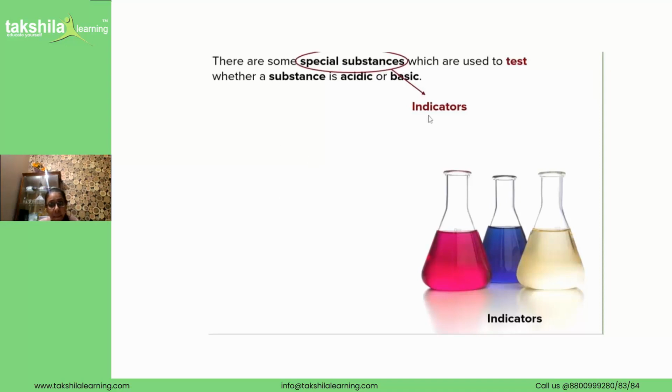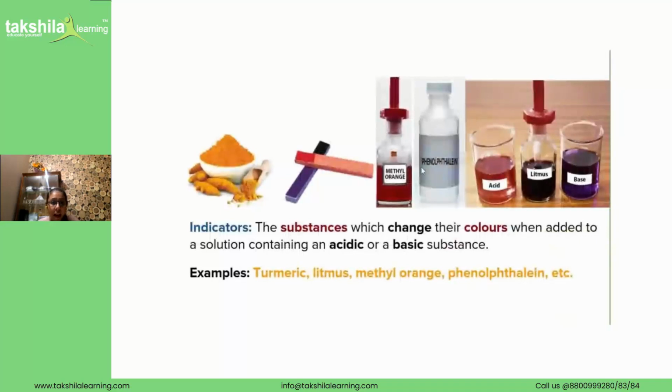Now we can see here some examples of indicators. The examples are turmeric, which is haldi; litmus, which is litmus paper, available in two colors, blue and red; then we have methyl orange and phenolphthalein. These are all the indicators by which we can check whether the solution is acidic or basic. Now you must be wondering how, with the help of turmeric, we can identify it. I'll tell you that with an amazing activity. First, let's read what is written here.